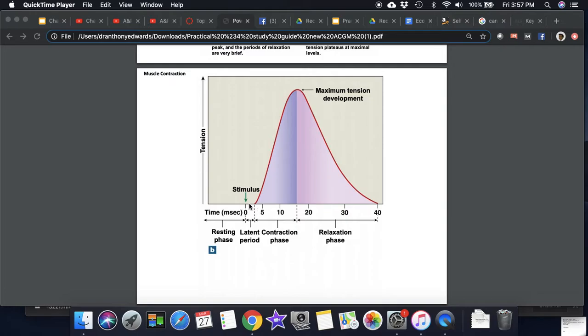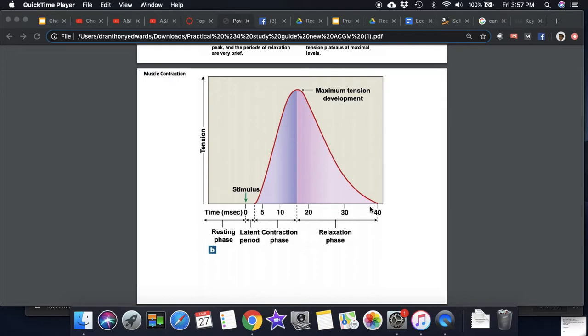Okay, so resting phase is before the stimulus. Latent period is after the stimulus but before contraction. And that happens around 2.5 seconds, or 2.5 milliseconds, excuse me. So after that, you get to the contraction phase, and that's when you get an increase in tension up until your maximum tension. Okay, then tension decreases, and that is the relaxation phase, when you have a decrease in tension. So that whole process is about 40 milliseconds.